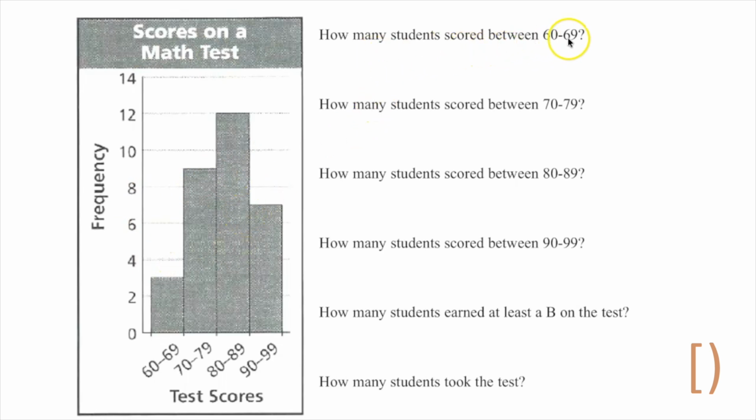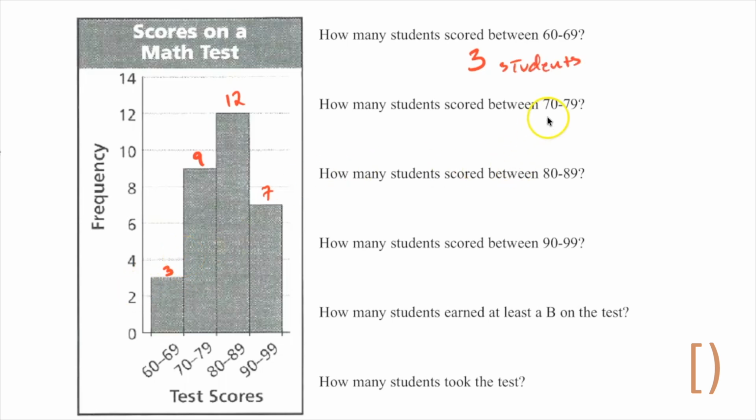So how many students scored between 60 and 69? Let's just fill these out, right? Between 60 and 69, that looks like it hits 3. Between 70 and 79, that looks like it hits a 9. Over here we have 12, and then over here we have 7. So how many students scored between 60 and 69? That'll be 3 students.